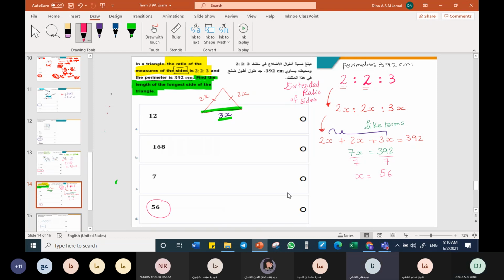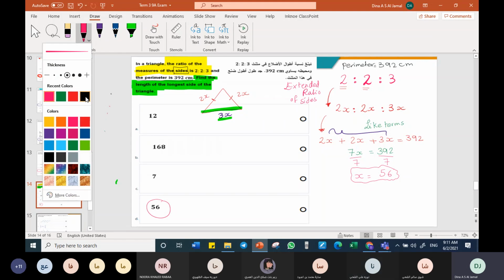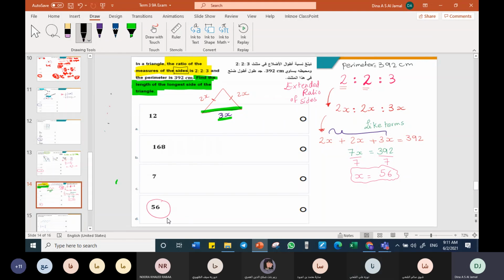We should check. Can I go directly? Read the question. Can I go directly and choose x? No, the question asks for the longest side. The x is only the value that will be helping me to find the other sides. Most of the students did not read the question and they chose 56, which is wrong. This is only the x that will be helping you to get the longest side. So this answer is not correct. Pay attention. You need to take this x and substitute with it.